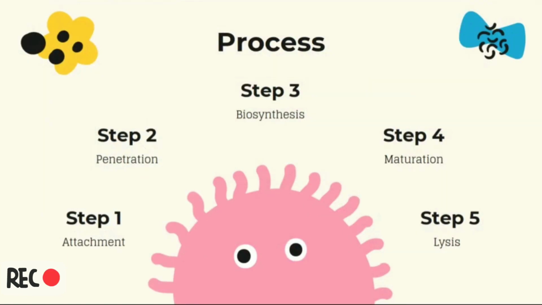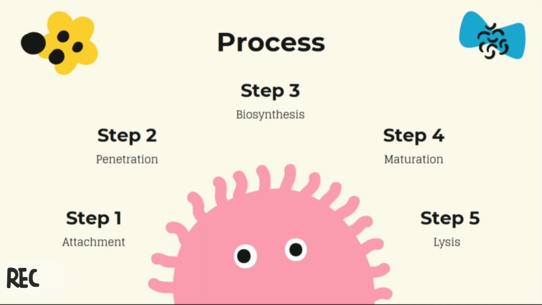The virus has 5 steps of the reproduction process. First of all, attachment. The virus attaches to the surface of the host. Next, penetration. The viral DNA enters the host cell. And the third step is biosynthesis. The viral DNA replicates and the proteins are made.